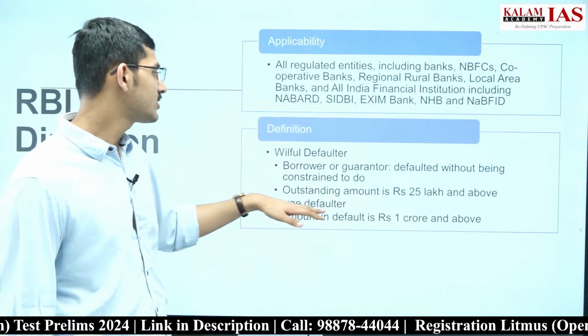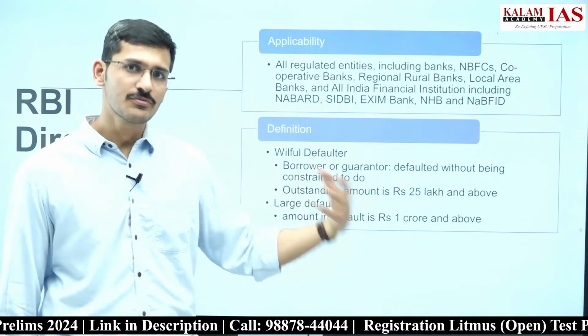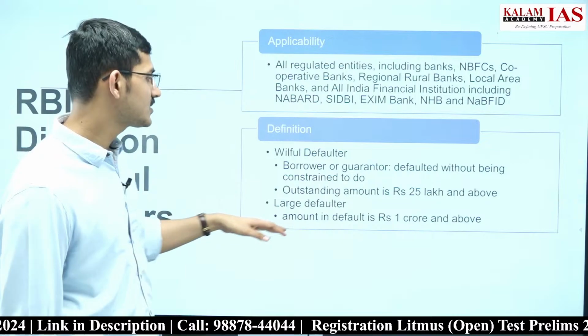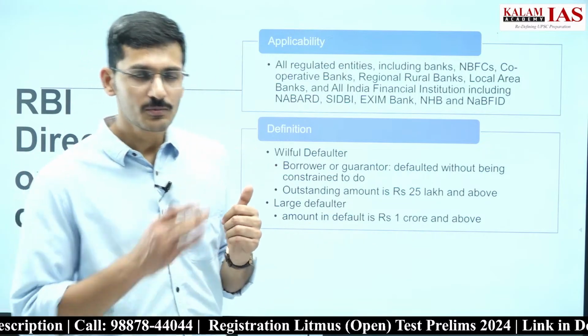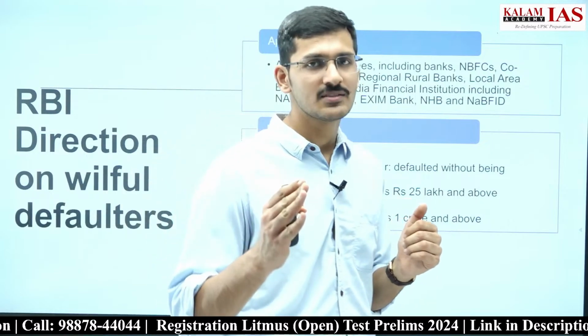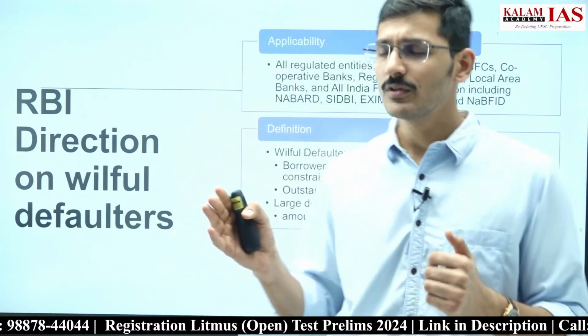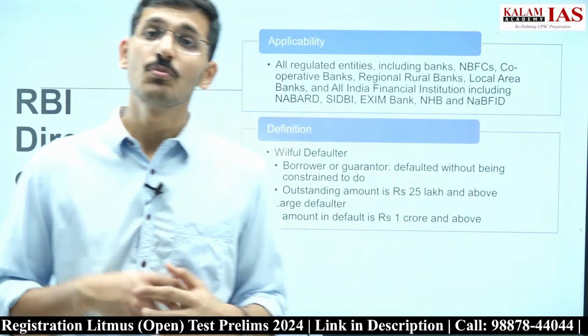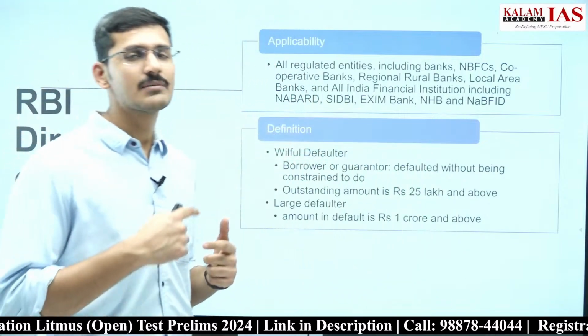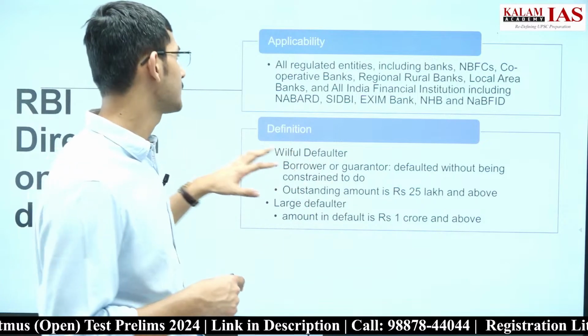And there is a category of large defaulter under the willful defaulter, which applies if the amount of default is more than rupees 1 crore. If from 25 lakh to 1 crore, I will be classified as a willful defaulter. I am a normal willful defaulter. Less than 25 lakh, I cannot be classified as a willful defaulter. If it is more than 1 crore rupees, then I can be classified as a large defaulter.